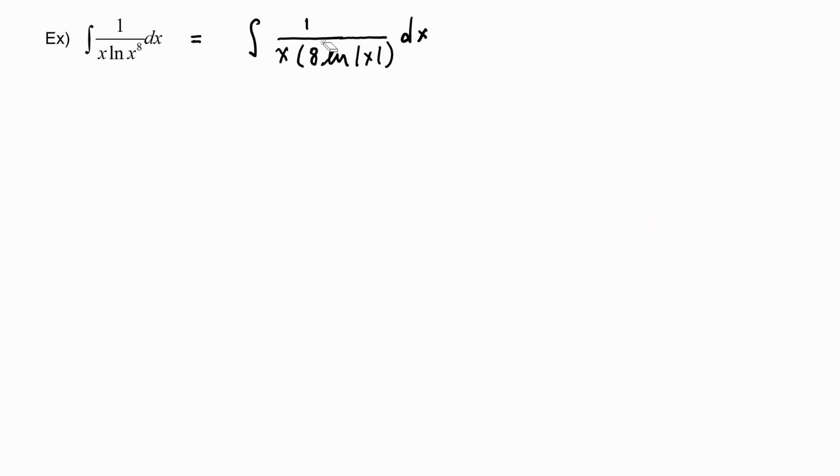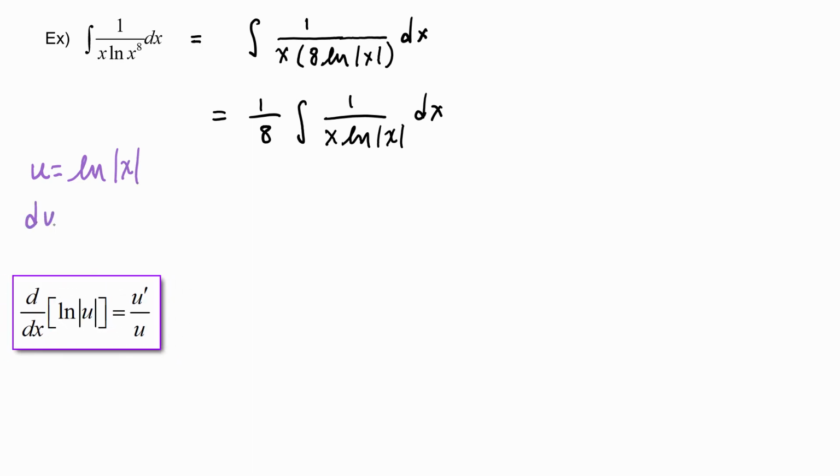Because this 8 is a constant, we can bring it out front. So we would have 1/8 times the integral of 1 over x natural log absolute value of x dx. If we let u equal natural log of the absolute value of x, then du would equal 1 over x dx.